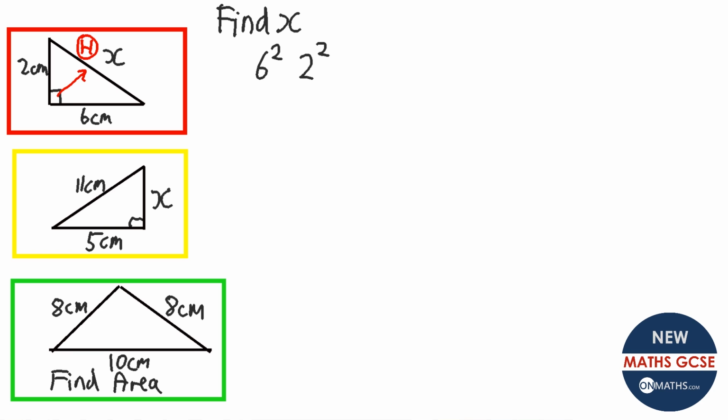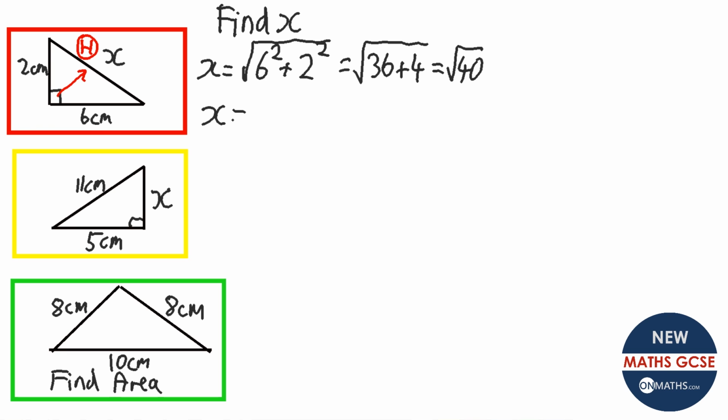Now if I'm finding the hypotenuse, to make sure it's the biggest side, I put a plus. If I'm given the hypotenuse, I'll put a minus. It's that simple. And the last step is to square root your answer. So we're going to do 6 squared, which is 36, plus 2 squared, which is 4, and that's going to be square root of 40. So x equals square root of 40.